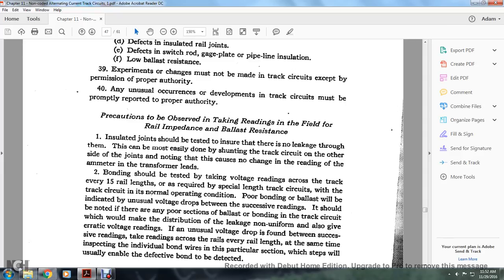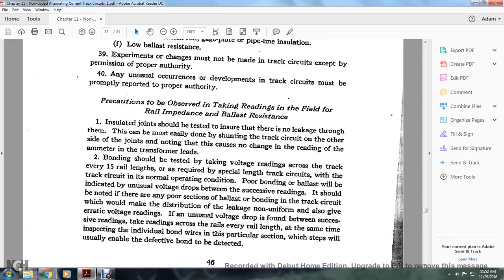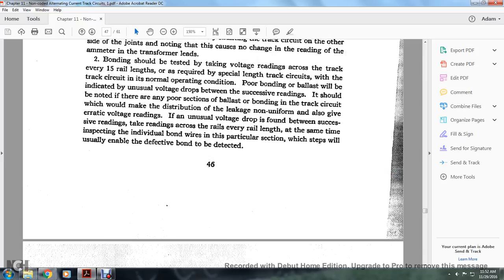if there are any poor conditions in selected sections of ballast and bonding of the track circuits, which would make the leakage distribution non-uniform, it also gives erratic voltage readings. If an unusual voltage drop is found between successive readings, take readings across the rails at every rail length. At the same time, inspect the individual bond wires of that particular section, as the steps will be unusual and enable the defective bond to be detected.